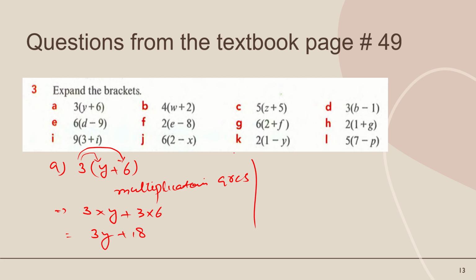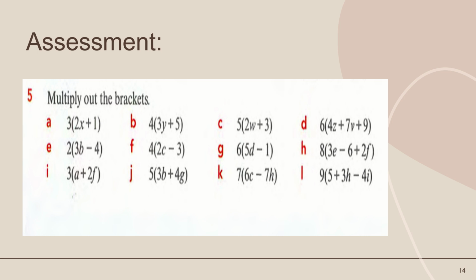Let's solve another one. Let's suppose part K: 2 into 1 minus y. So 2 into 1 minus 2 into y. 2 times 1 is 2, minus 2y. The rest of the questions, I will solve just A and K. You will solve the remaining parts at home as a home task. You must do these questions at home in your notebook. This is your assessment home task.